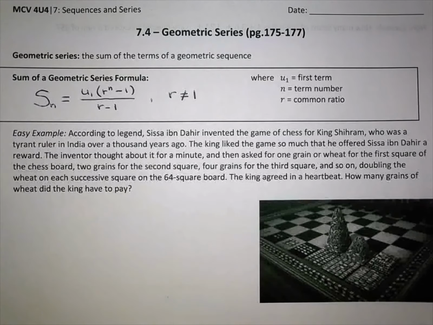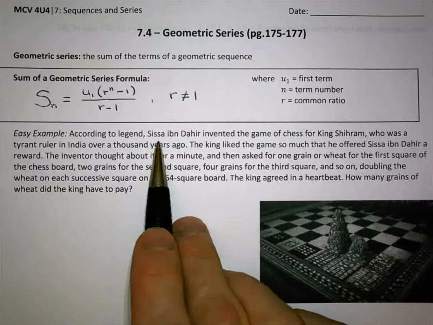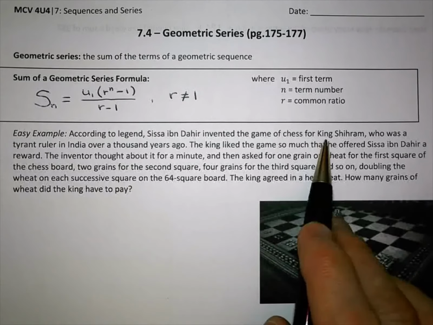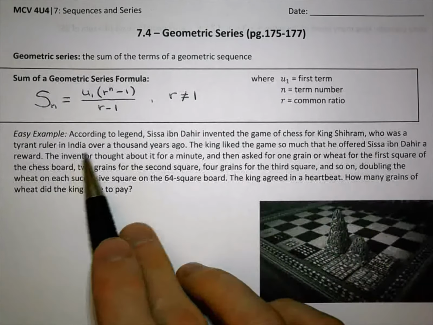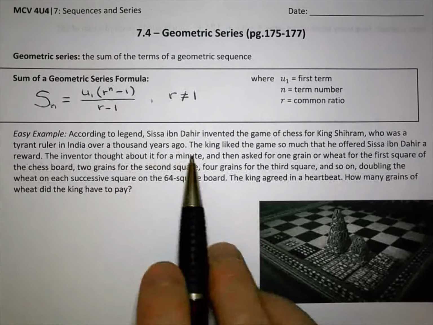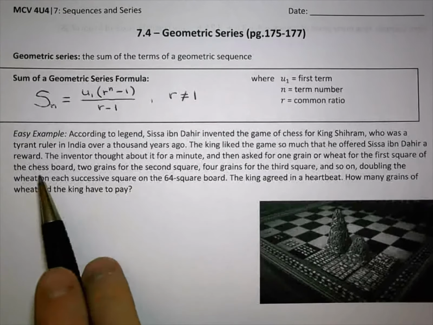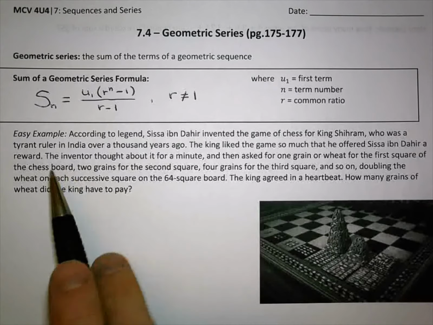This is a story, actually. So according to legend, Sisa ibn Dahir invented the game of chess for King Shihram, who was a tyrant ruler in India over 1,000 years ago. Now the king liked the game so much that he offered Sisa ibn Dahir a reward. Now the inventor thought about it for a second.